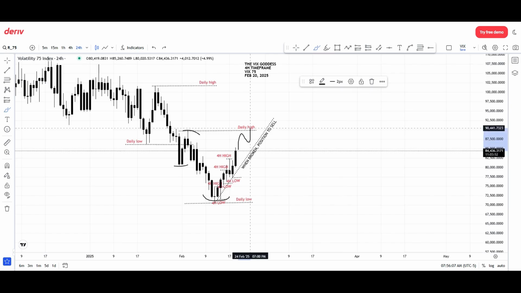But if price continues to go like this and breaks above our daily high, we will no longer position ourselves to sell. We will have to start positioning ourselves to buy because price is breaking a daily high. It's breaking a significant high in the market.